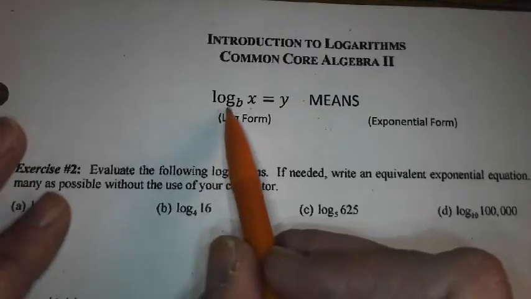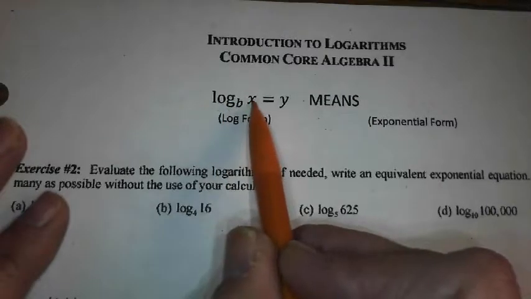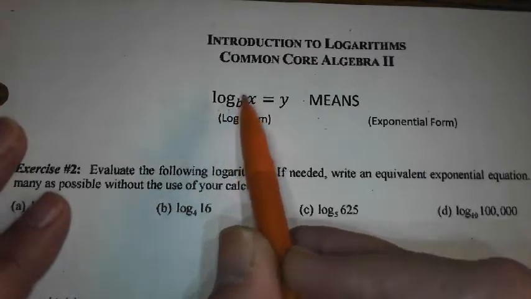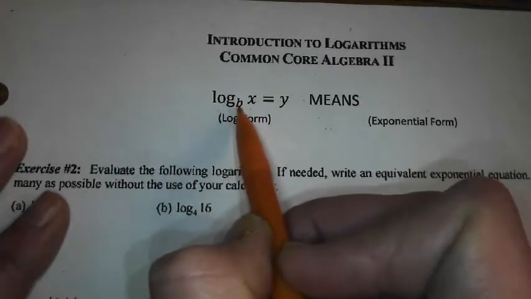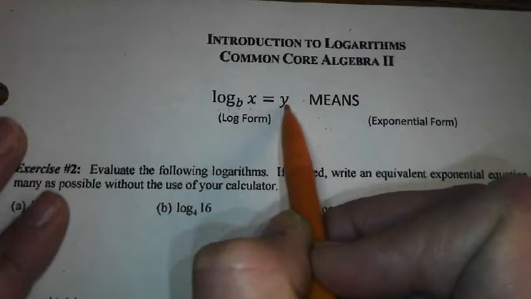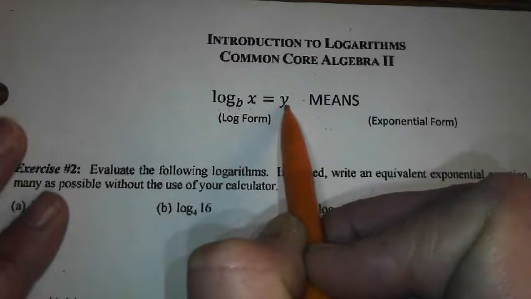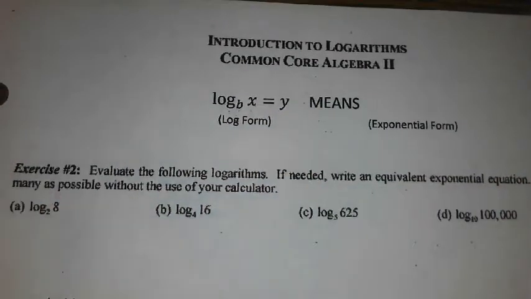In this particular case, we're taking the log of x with a base of b. So we read it log base b of x equals y. Does that make sense? So I'll insist as we start talking about this and you read things that you read it appropriately. Log base b of x equals y.